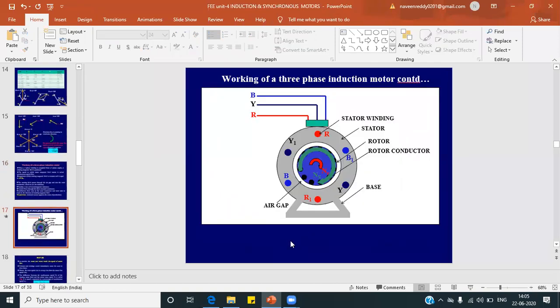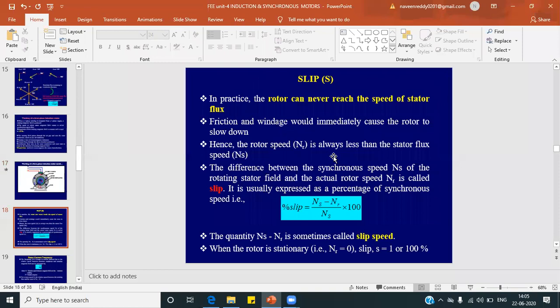Then we discussed the principle of operation, that it works on the induction principle. You give a three-phase supply to the three-phase winding. Then a rotating magnetic field is produced, which cuts the stationary rotor conductors and makes the motor rotate. But it cannot rotate at the speed at which the stator field is rotating. It will rotate at slightly lesser speed, so it slips away from the stator field. That is why this is known as slip speed.